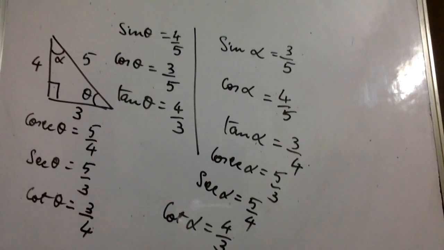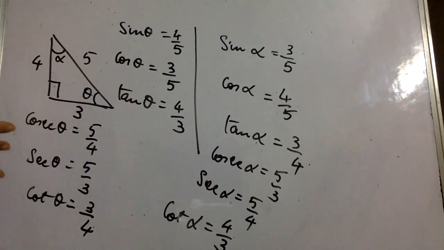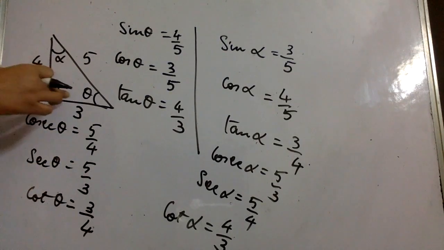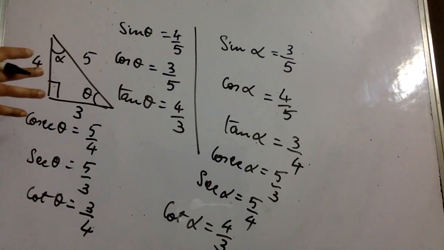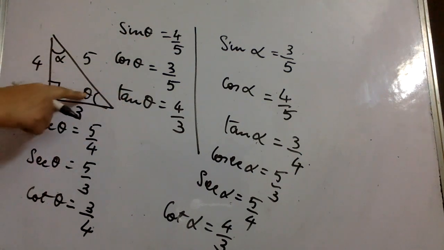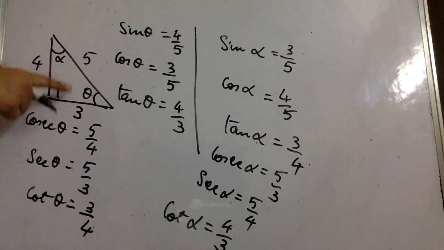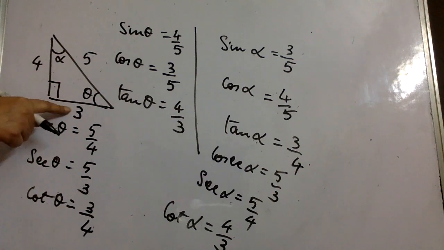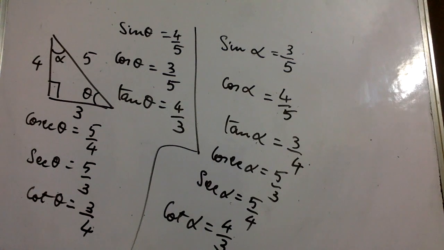Now why did I do it? That's because I wanted to show you that as we change the angle, perpendicular and base are not permanent things in a triangle. They are with respect to the angle that they have put here. So as we change the angle, the perpendicular and base also change. For alpha, this is the perpendicular, this is the base. For theta, this is the perpendicular, this is the base. Accordingly, you will put it in the formula.